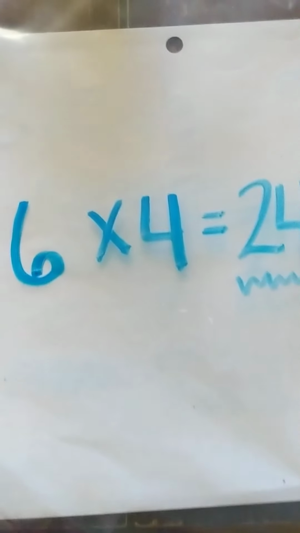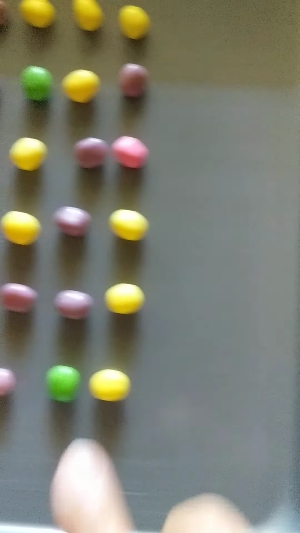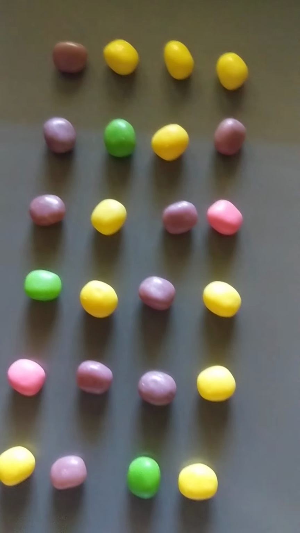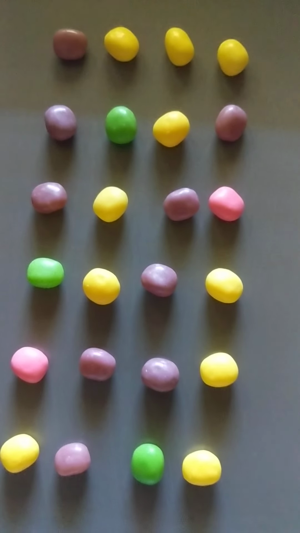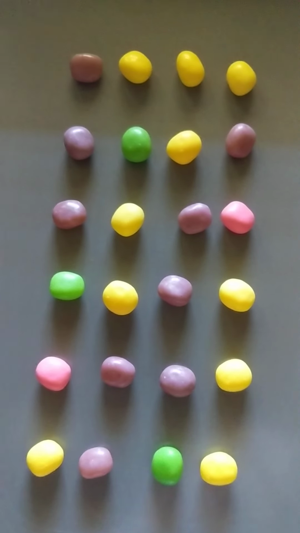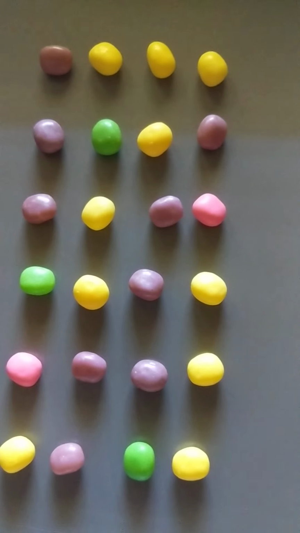So in the next few slides, you're going to have an array, something like this, and you're going to have to figure out what the equation would look like. Remember, you're going to do the number of rows times the number inside of that row. Okay, best of luck.